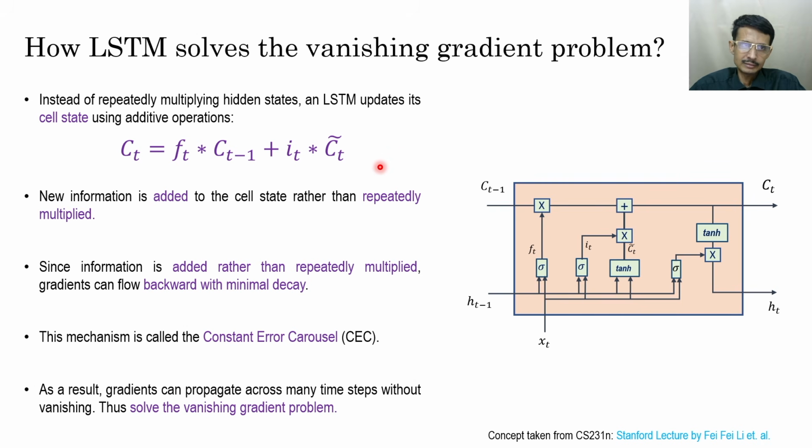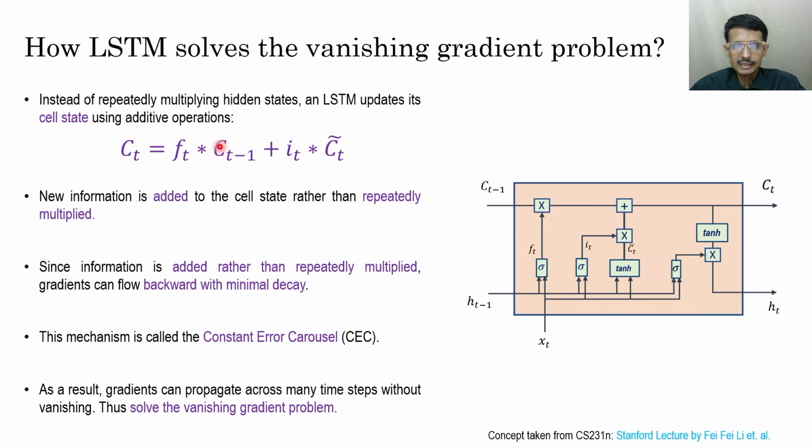Now the main question: how does LSTM solve the vanishing gradient? Instead of repeatedly multiplying the hidden state, LSTM updates its cell state using an additive operation. That's what we have said: ct is equal to ft times ct minus 1 plus it times c tilde t. So new information is added to the cell state rather than repeatedly multiplied, so there are fewer multiplications involved. Since information is added rather than repeatedly multiplied, gradients can flow backward with minimal decay.